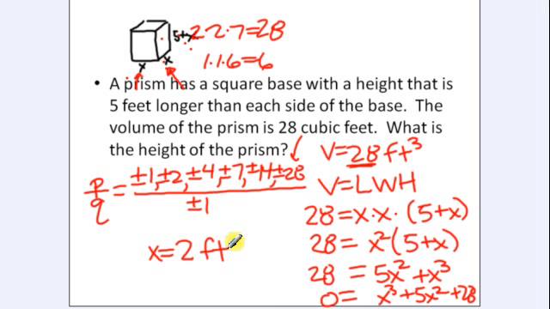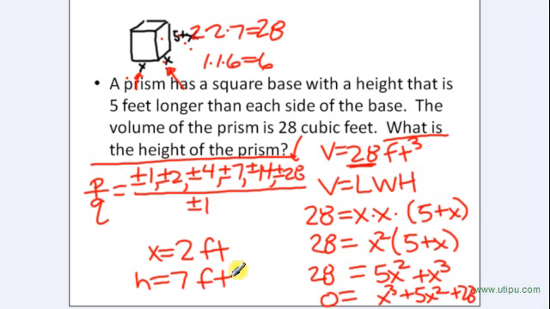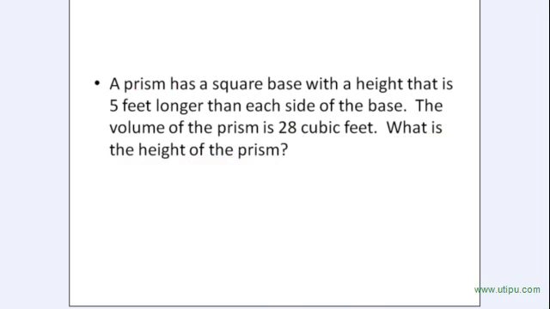Now let's come back to what the problem's asking. It's asking for what is the height of the prism? Well, the base is 2 feet by 2 feet. The height is 5 feet more than that, so we're looking at a height of 7 feet. So notice I used a combination there of the rational zero test and a little bit of guess and check to plug in what worked. So the rational zero test could save me a little bit of time. Now, this problem did work out nicely as far as having a nice whole number for x. It gets a little trickier if I have fractions or irrational numbers for my values. That concludes this section, 2.6, Find Rational Zeros. Thank you.